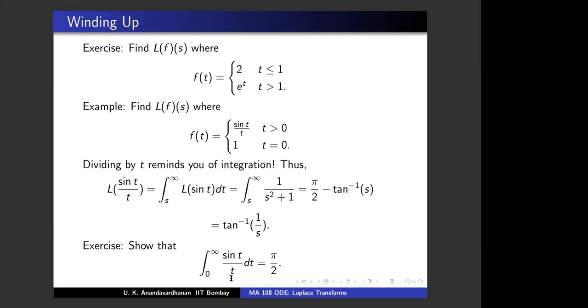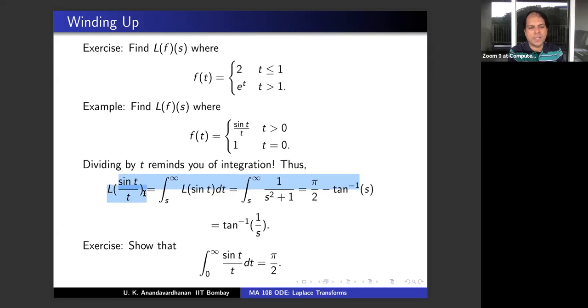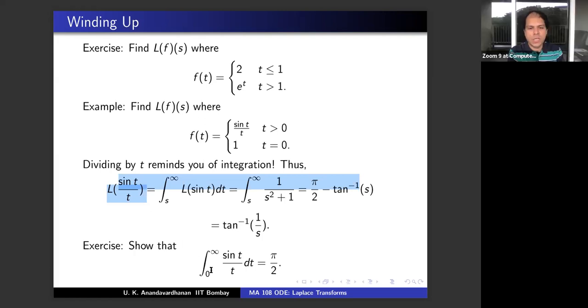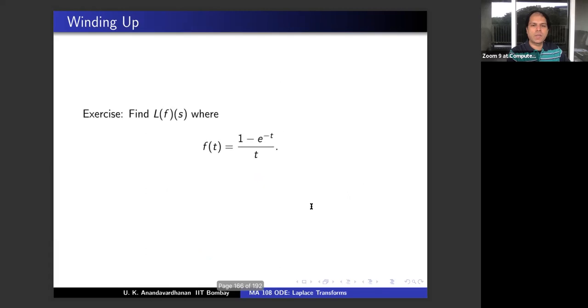Put s equal to 0 in the first. Because the Laplace transform you have computed, and you apply the definition of Laplace transform. It is integral 0 to infinity e power minus st sine t by t dt. In that, if s equal to 0, then the answer is tan inverse of infinity, and that is pi by 2. So here is a beautiful way of doing this in terms of Laplace transform. Okay, so that was an exercise.